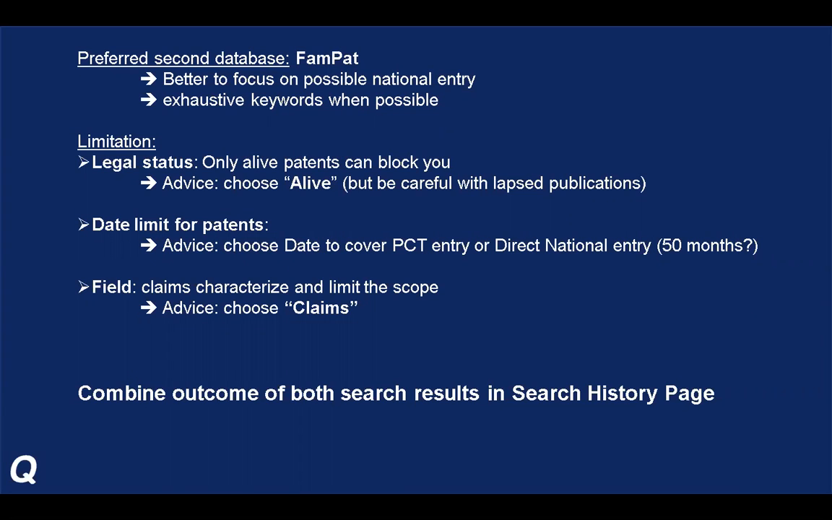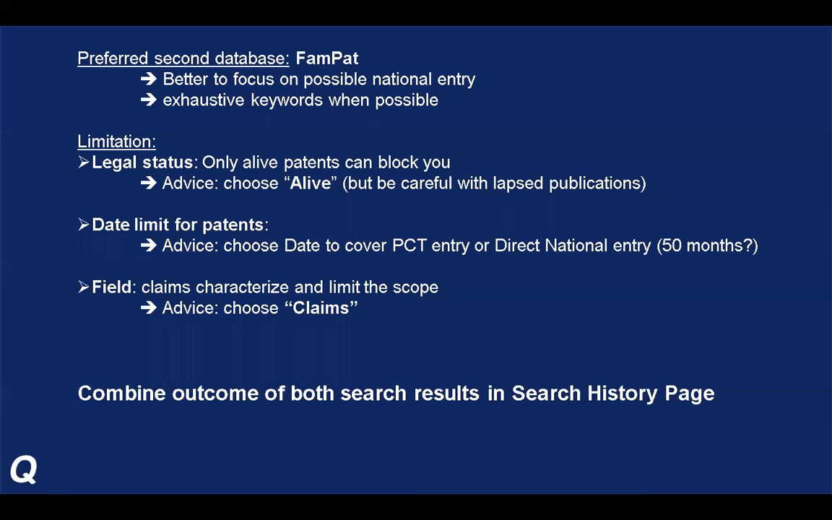For example, I'm limiting my search in FullPat to Korea. Today, Korea doesn't have any publication, but there is a WIPO patent application which can enter the national phase in future, maybe in the next 6 months, maybe in the next 1 year. To cover that, you also have to look for patent applications which can come through national entry or the PCT entry route. Again, look for exhaustive keywords, and look for live patents.